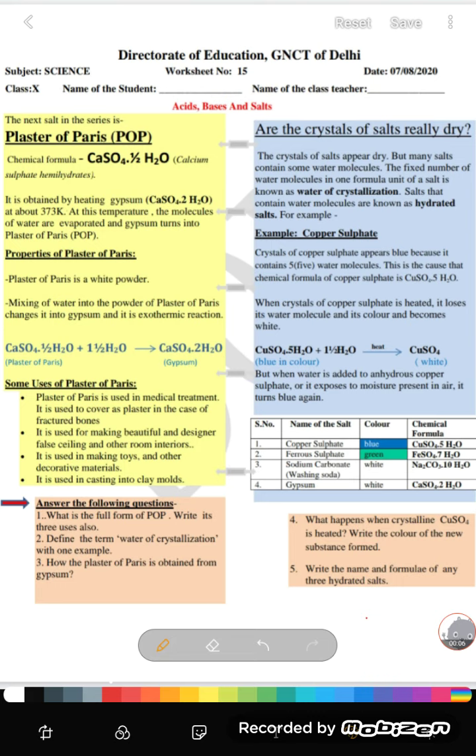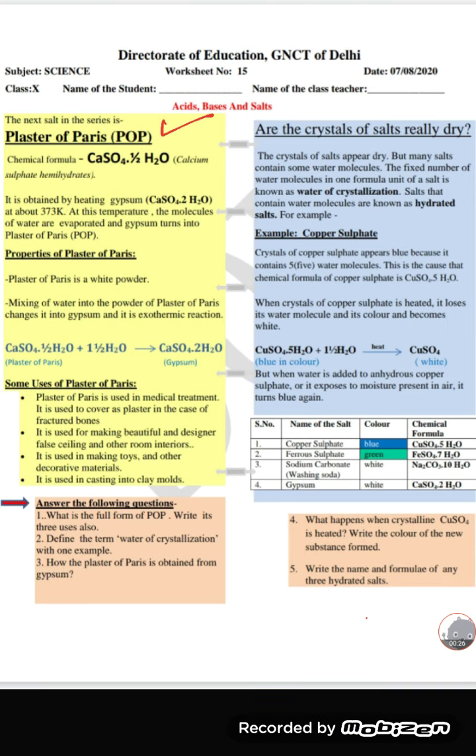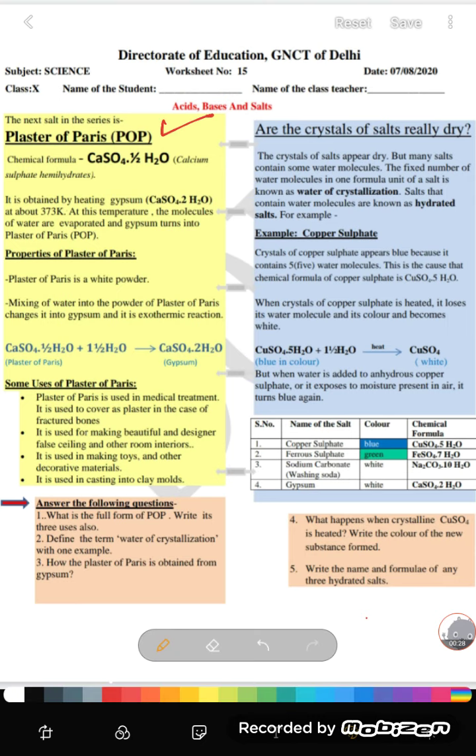Today we will discuss DOE Worksheet 15, Schedule 7 August 2020, which has been taken from your chapter Acid, Base and Salts. And in continuation of your previous worksheet, the compounds from NaCl, today we will discuss POP. POP stands for plaster of Paris, that is calcium sulfate hemihydrate. Okay, it is obtained from gypsum.